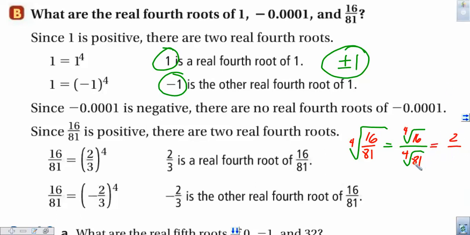And then do the same thing down below. I think 3 times 3 times 3 times 3 would give us 81. But then don't forget, because we're taking an even root, there are two answers here. So positive and negative 2/3. So that's why we need both of those two guys right there, right? Right, right.